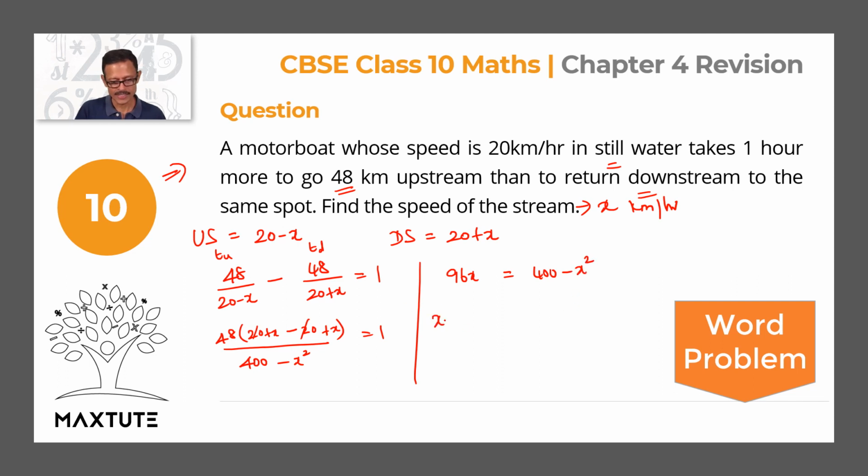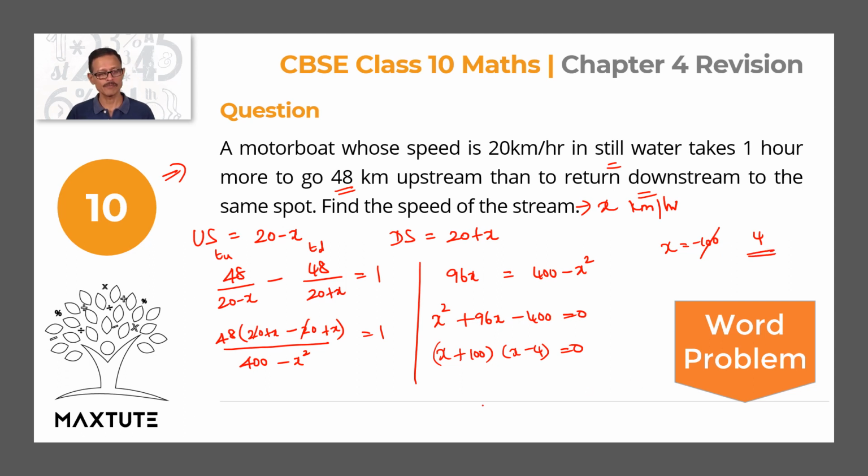Take all terms to one side. We'll get x square plus 96x minus 400 equals 0. Very easy question to factorize. 400 is 4 times 100. 96 is 100 minus 4. It's going to factorize therefore as x plus 100 times x minus 4. This is equal to 0. Which means the values of x are minus 100 or it's going to be equal to 4. Speed cannot be negative. So speed of the stream is equal to 4 kilometers per hour.